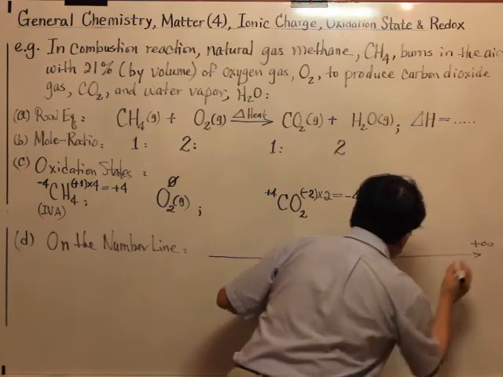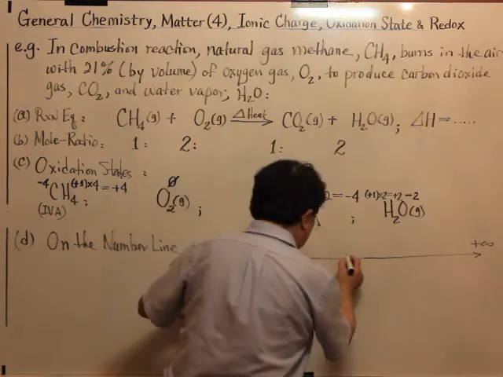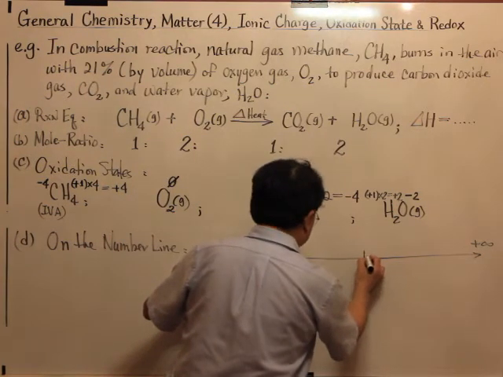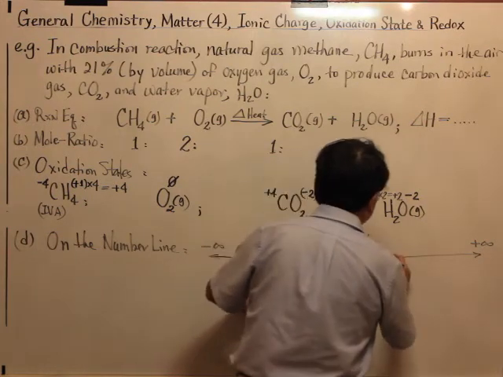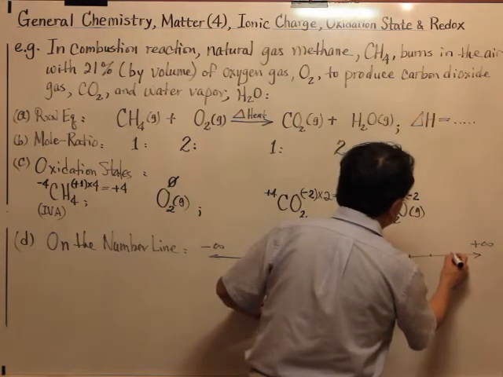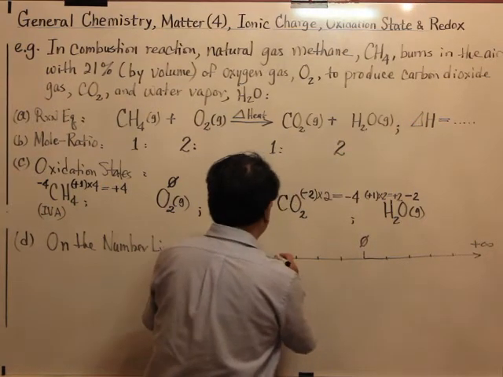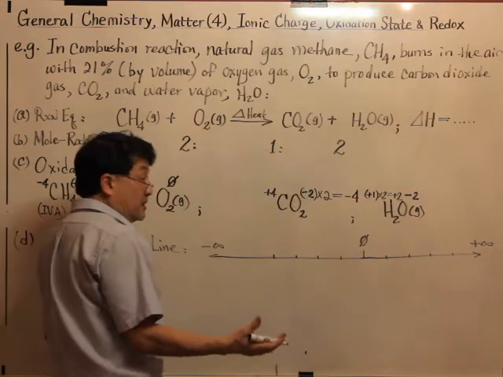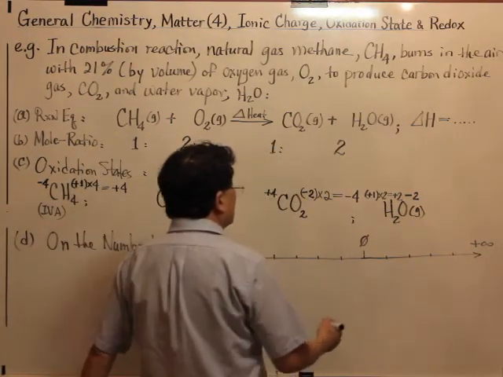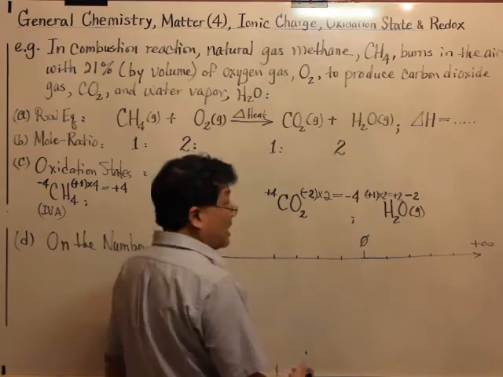Positive infinity and the negative infinity. Alright? And those are integer numbers right here, so that in the middle is 0. Right? And then we don't need more. 1, 2, 3, 4. 1, 2, 3, 4. That's good enough. Now, 0 means neutrality, a neutral compound or just zero oxidation state, like oxygen in oxygen gas molecule.